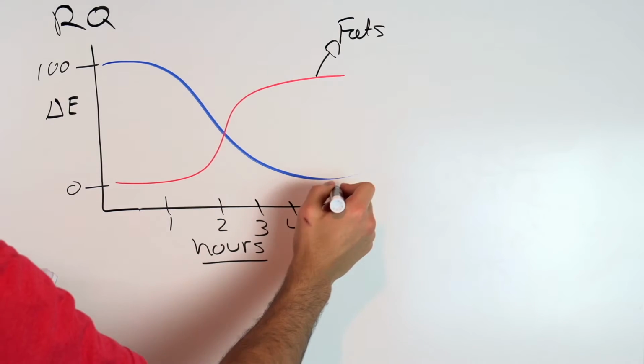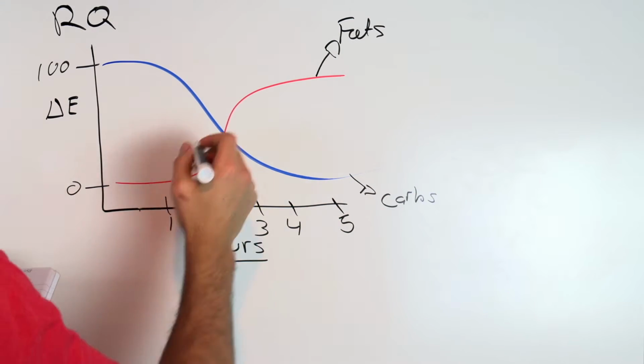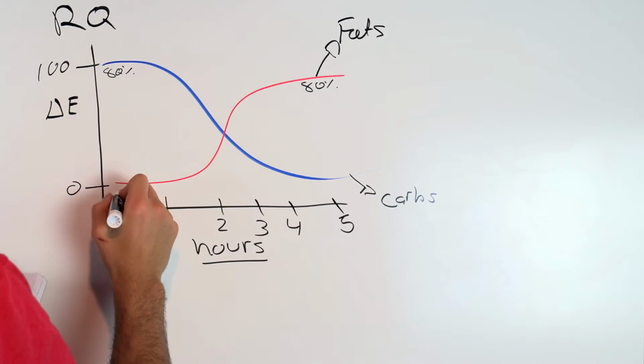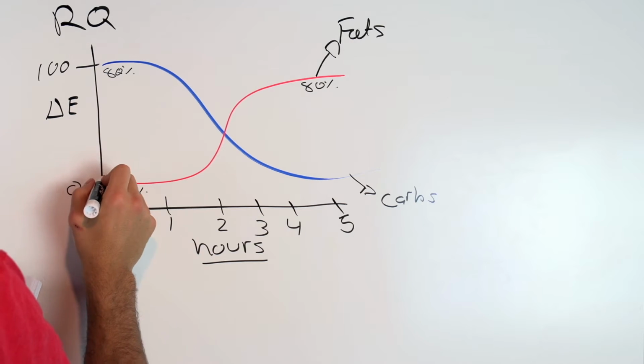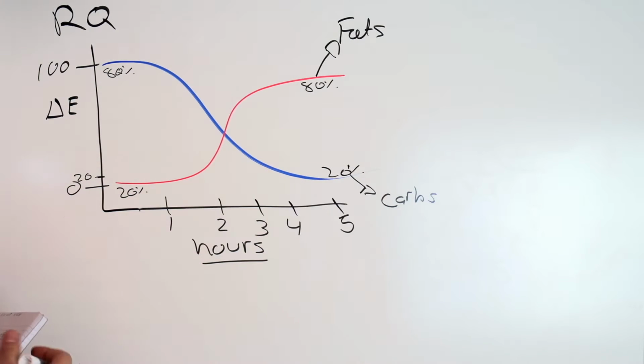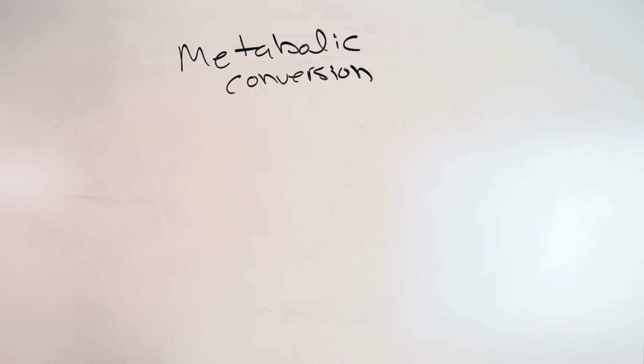Typically, in the beginning of training, you're going to deplete your carb stores at around 2 hours of 70% VO2 max training. And then as that time keeps going, you guys are going to resort to fat stores because your carb stores have been depleted, as you can see in the graph that I wrote here. This last one, before I jump right into protein, is metabolic conversion.